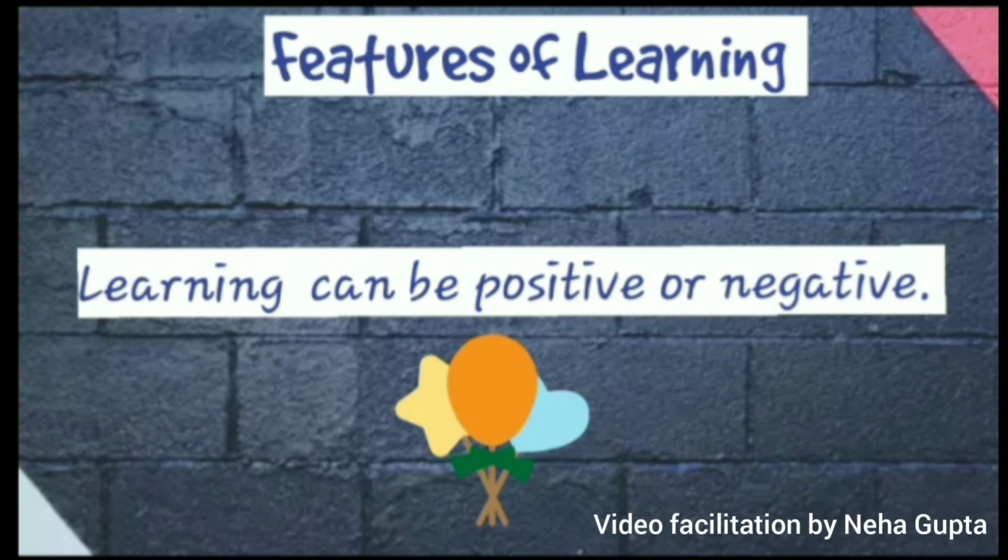Next one, learning can be positive or negative. Learning process has two forms, positive and negative. If we learn anything which is good and useful, then it is positive form of learning, like acquisition of good habits. But on the other hand, if we learn something which is not good, then it will be considered as negative form of learning, like habit of abusing others. It is learning, but it is negative form of learning.